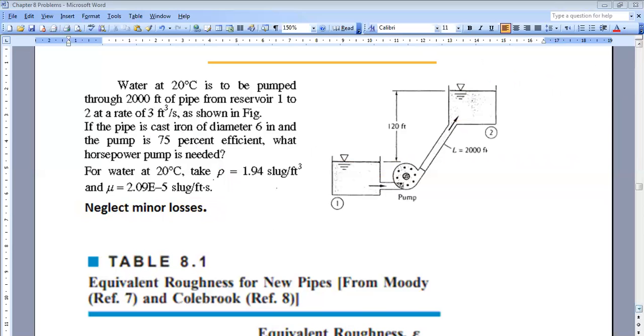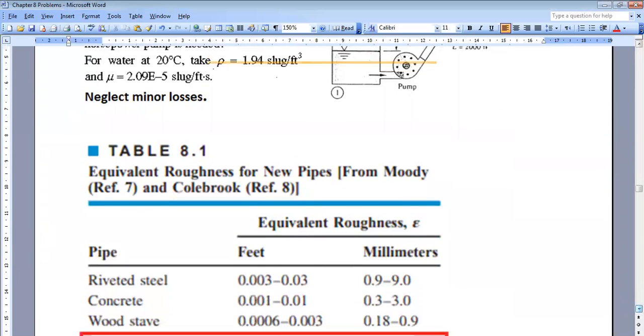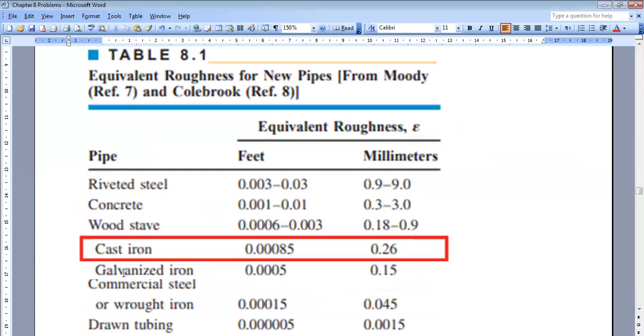So here, and before going to the equation, as we said, since you have the material, cast iron, you go to the table of roughness. The table of roughness will give you, depending on the material of the pipe, what will be the roughness value. And they give you the roughness value in feet and in millimeters. So if you have a problem in SI units, you take 0.26. If you have a problem in English units, you take 0.00085 feet.